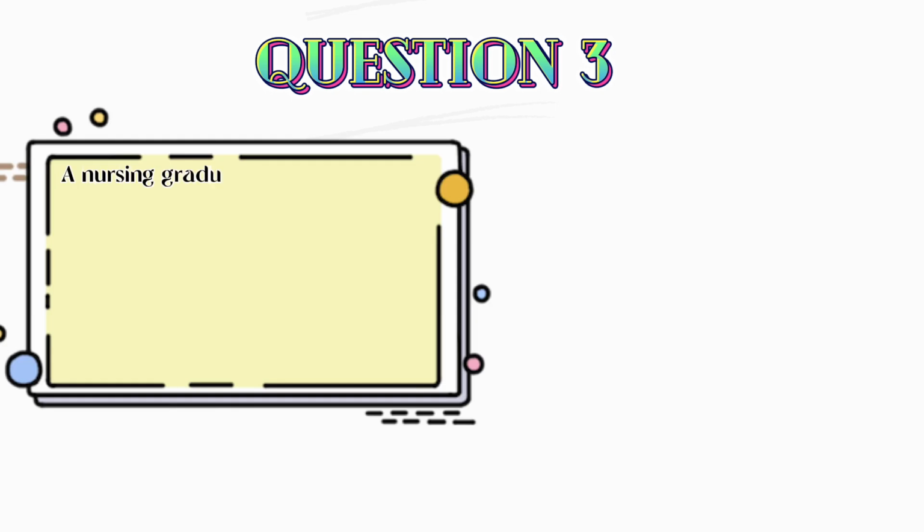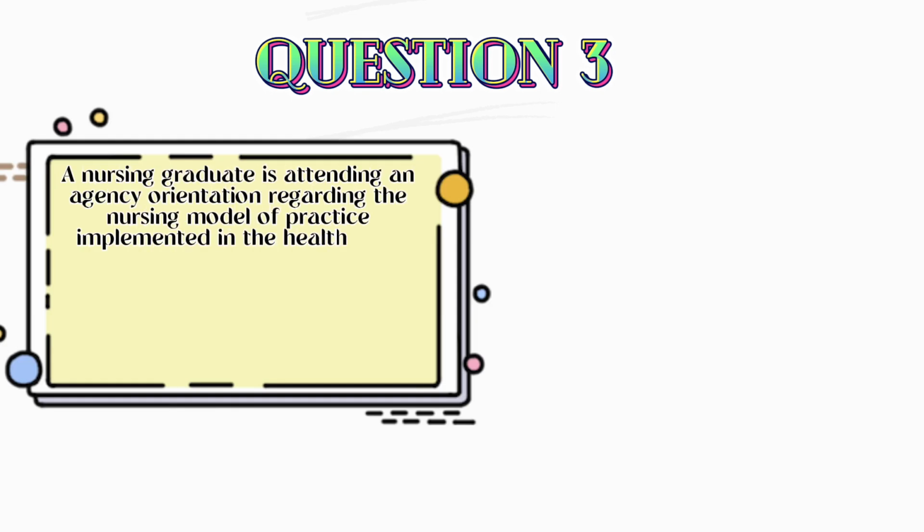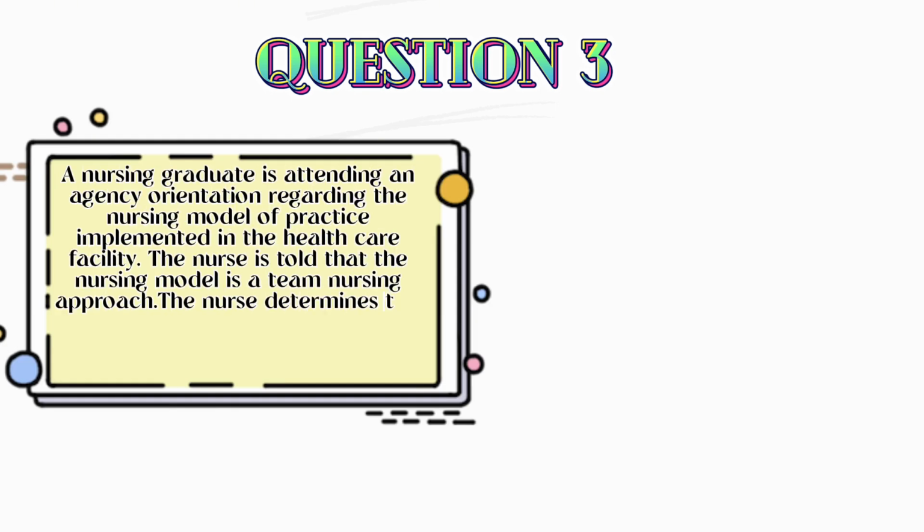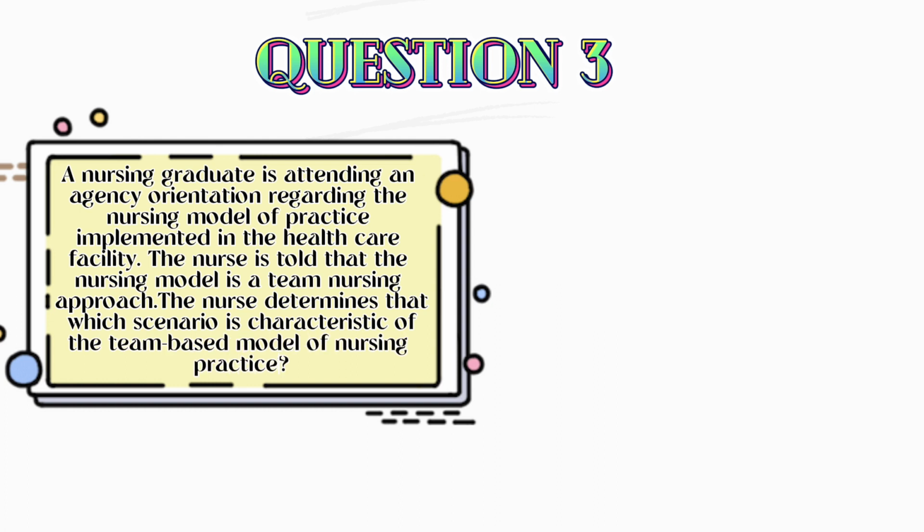Question 3. A nursing graduate is attending an agency orientation regarding the nursing model of practice implemented in the healthcare facility. The nurse is told that the nursing model is a team nursing approach. The nurse determines that which scenario is characteristic of the team-based model of nursing practice?